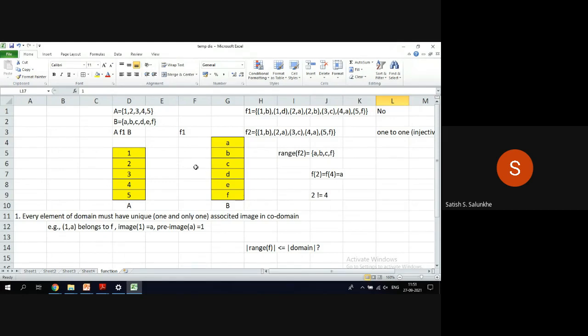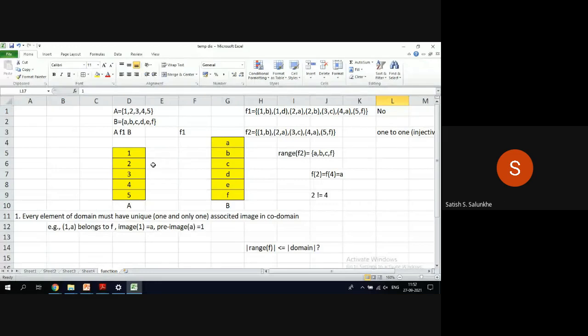For example, 1 is related to B, 2 is related to B, 3 is related to B, 4 is related to B, 5 is related to B. Yes, this is a function. Why? Because every element of domain must have a unique associated image in codomain. This is satisfied. But this is not one-to-one because two distinct elements are mapped to the same element. It is a function, but it is not one-to-one.